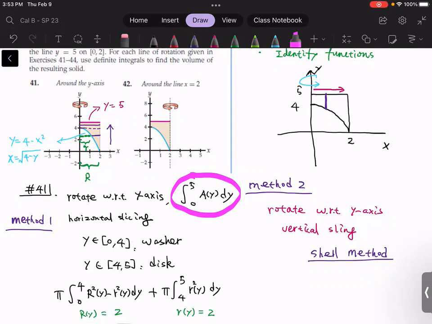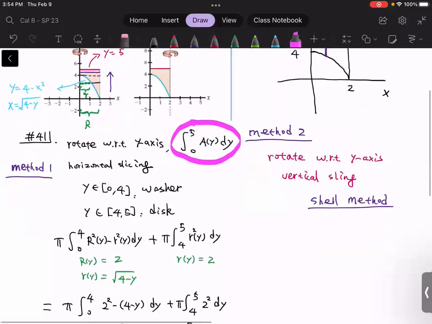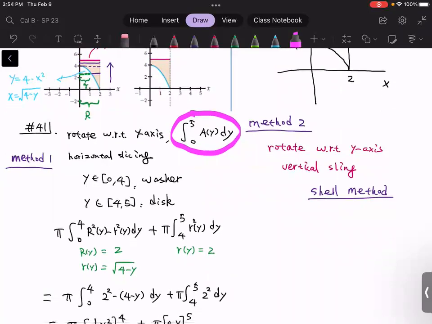Now, for each slice, when we rotate along the y-axis, we will either get a washer or a disk. This will depend on the location of the y value. For y between 0 and 4, we get a washer. For y between 4 and 5, we get a disk. That's why we need to break this into two parts. First part, 0 to 4, this is a washer.